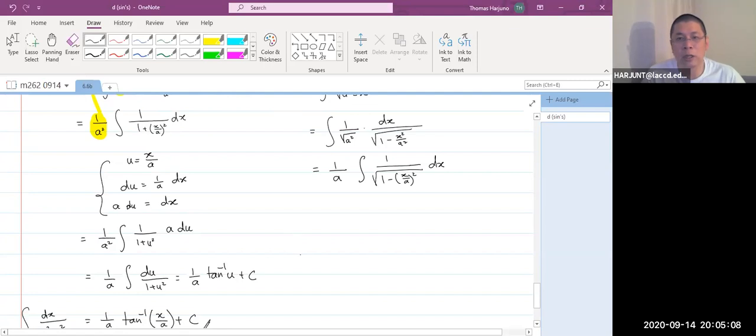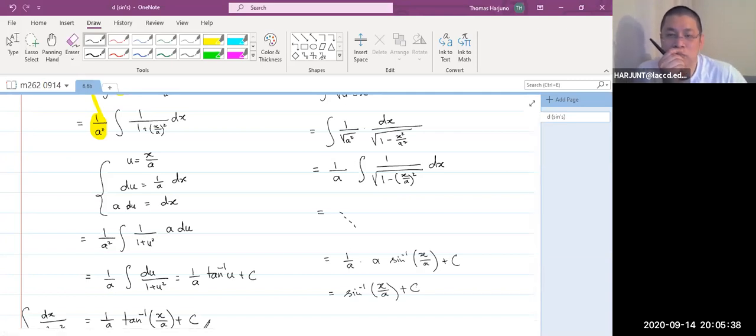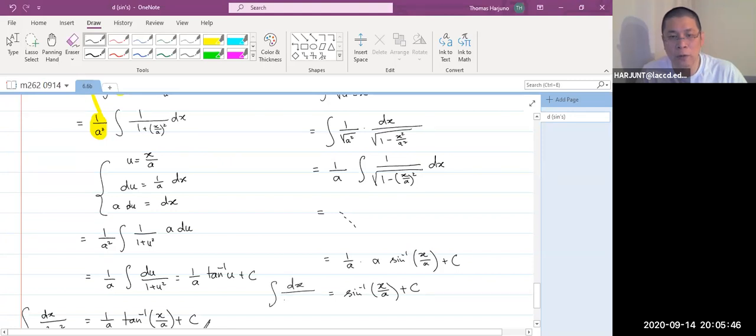You will see later on with some substitution, this will be 1/a times sine inverse of x/a plus constant. That's sine inverse x/a plus constant. Okay, so the integral of dx over square root of a² minus x² will be like that.